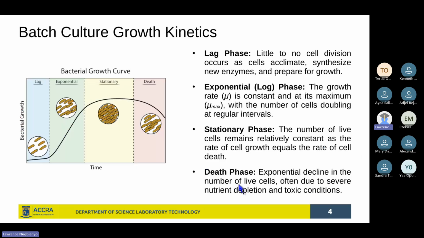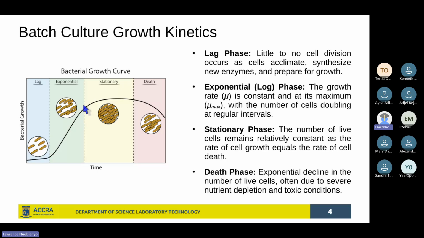Now, yes, the bacterial growth curve again, and this time around you look at it as you have a lag phase, which you understand. That is a stage where you have little or no cell division occurring. At this stage, you have synthesis of some new enzymes because the microbes are preparing to start growing. And then you have that exponential phase. That is where the growth occurs, the microorganisms multiplying in numbers.